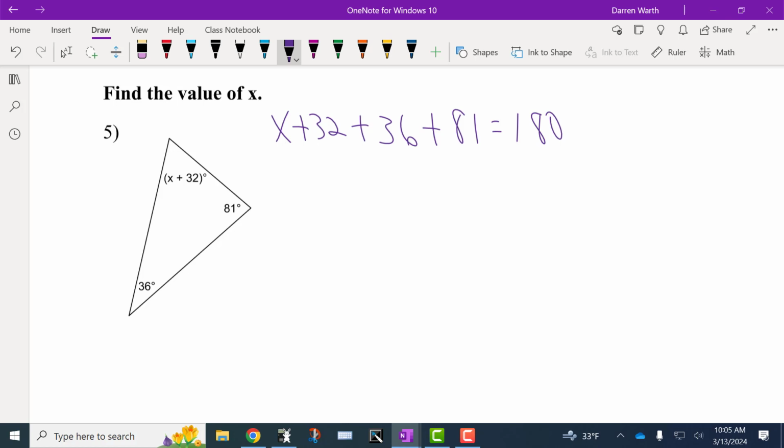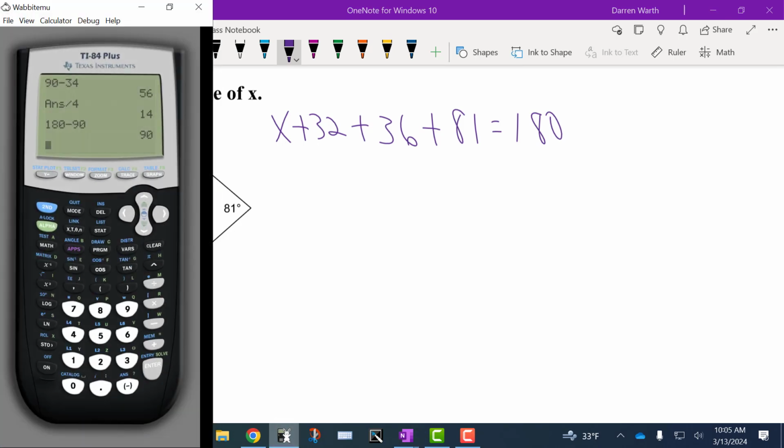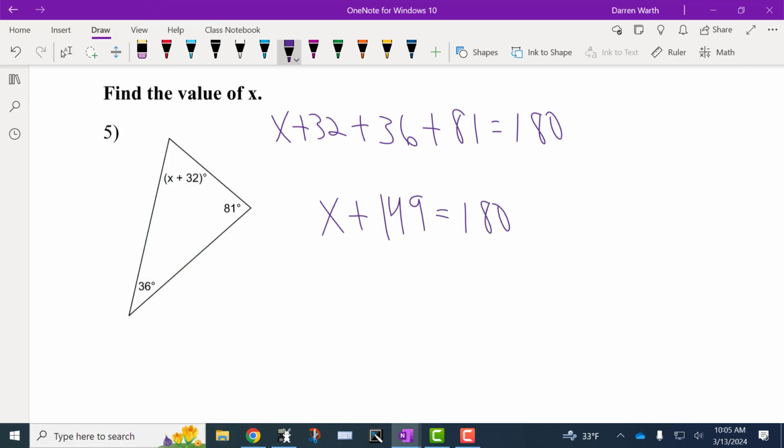So now add those three angles together. We're just going to take 32, add that to 36, add that to 81, and that comes out to be 149. So I'm going to get x plus 149 equals 180. So now that I've added those three angles together, 32 plus 36 plus 81, I got 149.